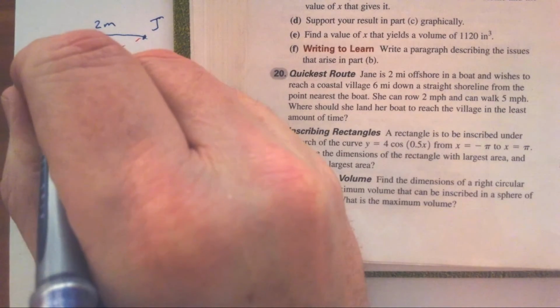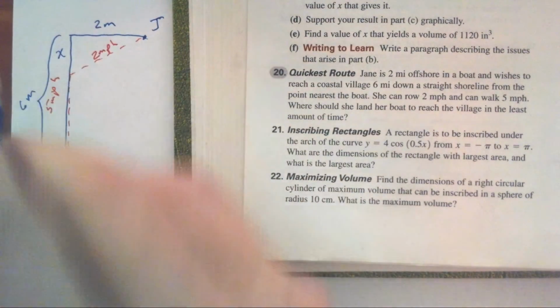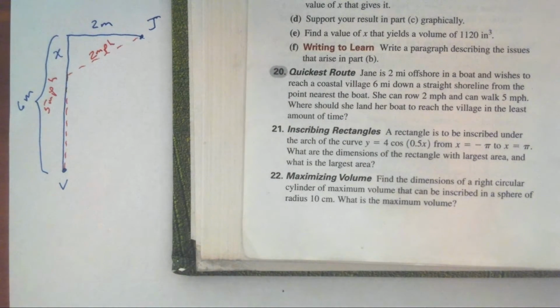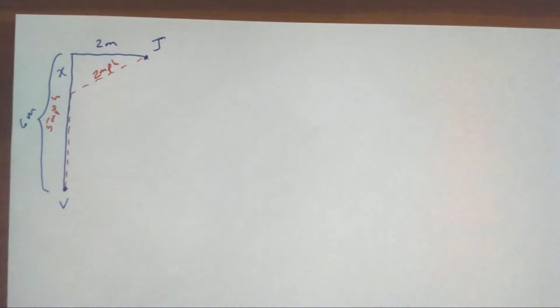Now, I'm using blue ink for my miles and red ink for my race. There's definitely something that we're going to have to be talking about. So let's get going on this. We may have our calculator help us out with this one a little bit as well.